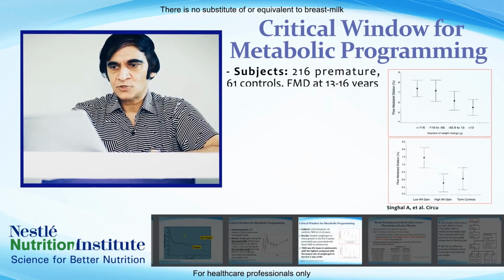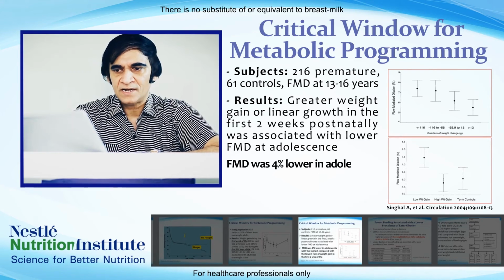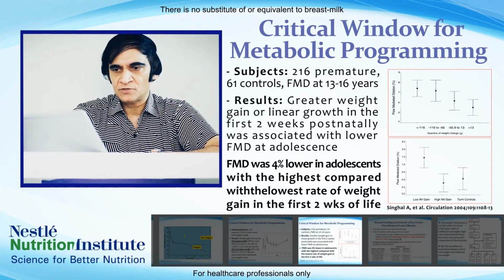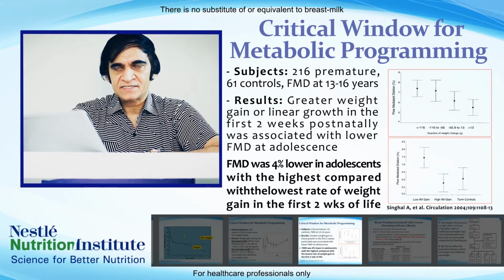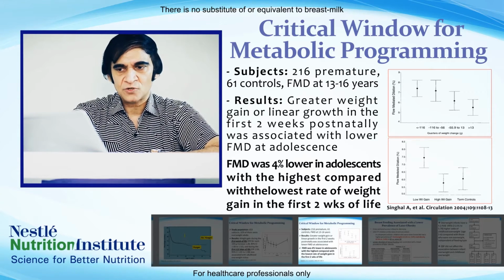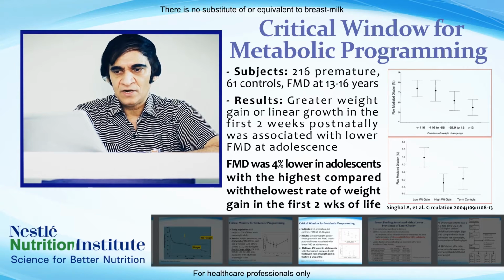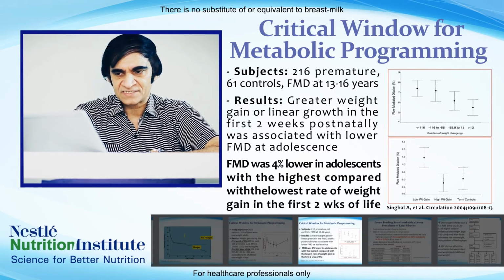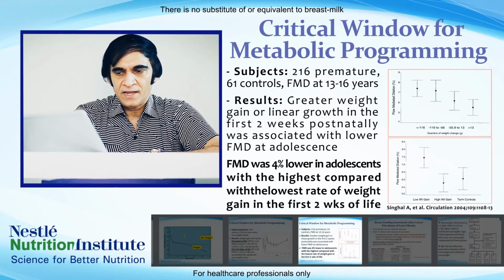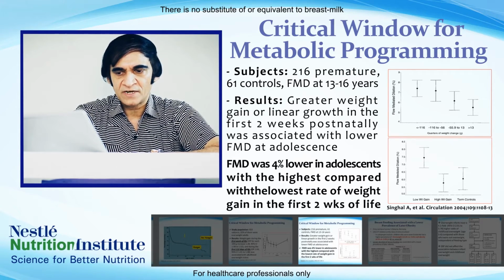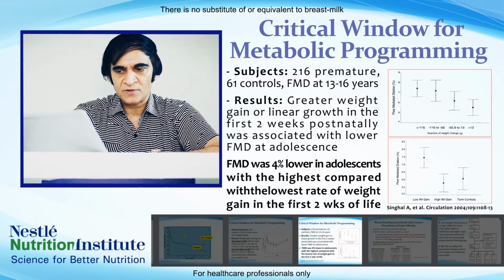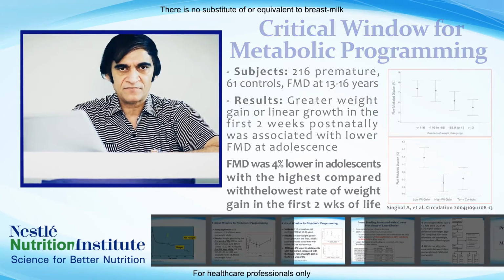Another study shows the subjects were 216 premature and 61 control, FMD at 13 to 16 years of age. Result shows greater weight gain or linear growth in the first 2 weeks postnatally was associated with lower FMD in adolescents. FMD was 4% lower in adolescents with the highest compared with the lowest rate of weight gain in the first 2 weeks of life.